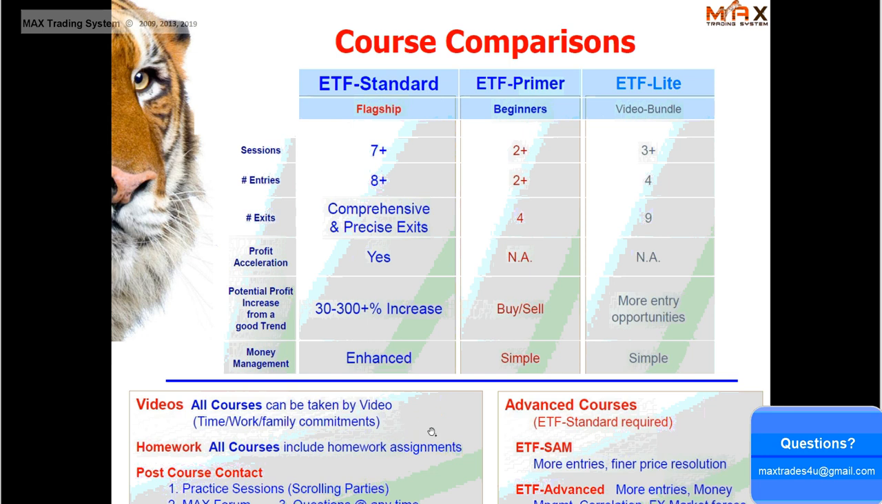And the great feature of the Max course, whatever the level a student is following, is the homework assignment. Each session we have homework the student must do, and this homework has the aim for the student to validate his or her understanding of the concepts and the rules of the Max.